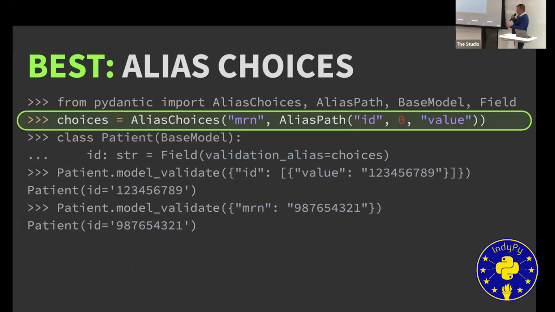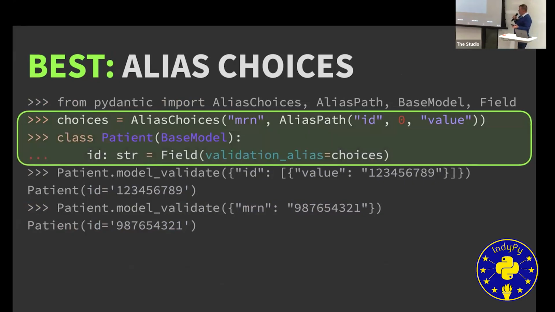Here we can see that alias choices lets us specify multiple paths at which we might find the user's ID. In this case, either under an MRN attribute or following an alias path to a more deeply nested number. And again, I've split alias choices onto its own line for brevity's sake. However, you'd likely inline it into that field definition in the real code.